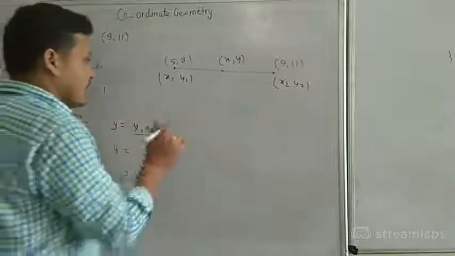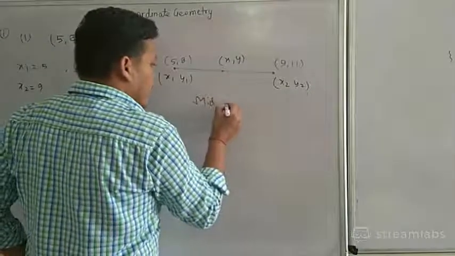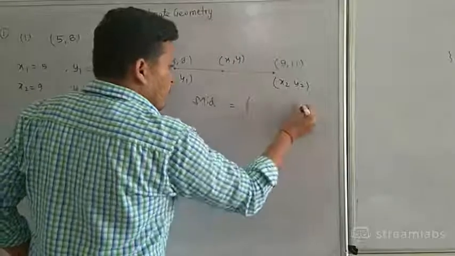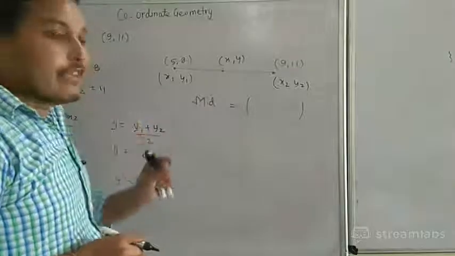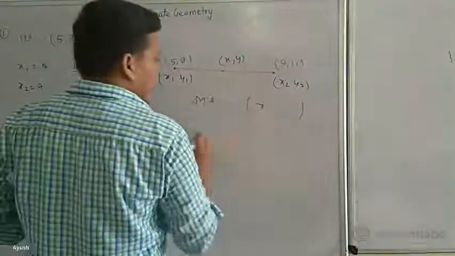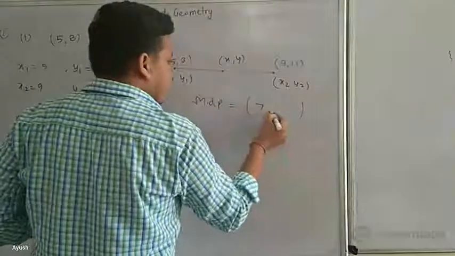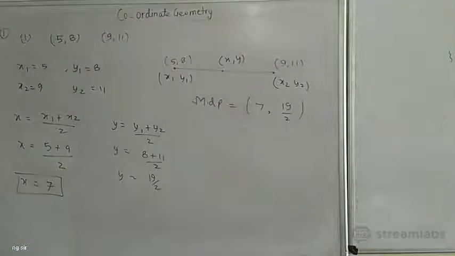So finally you can write one statement: midpoint is equal to, the point is denoted in the form of the Cartesian coordinate system. So first x and then y. So x is 7, the midpoint x is 7 and second y is 19 upon 2. This is the way of solving these questions.